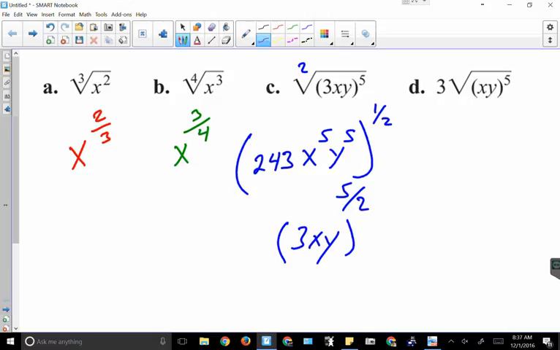Okay? This one, 3 is on the outside, right? I got x and I got y in a set of parentheses, and what's their fractional exponent going to be? 5/2. Now again, I've been noticing that some of you just kind of dig into the problems and don't bother reading. Please read.